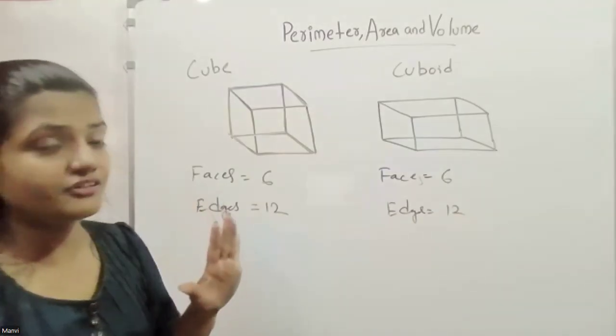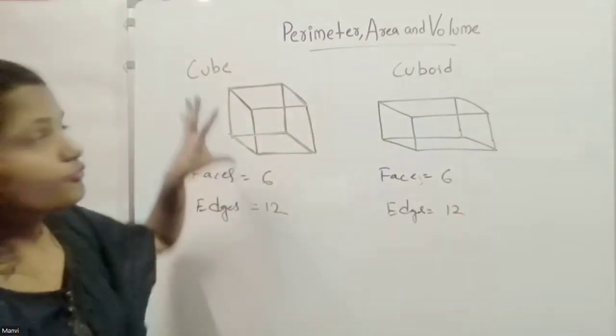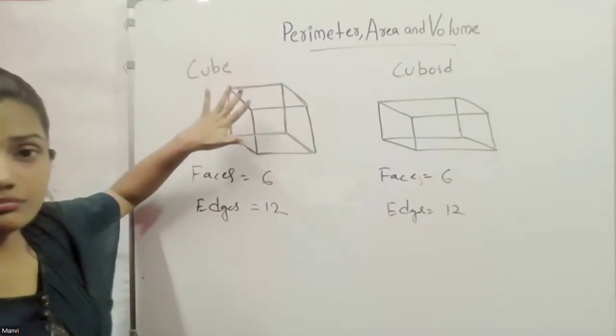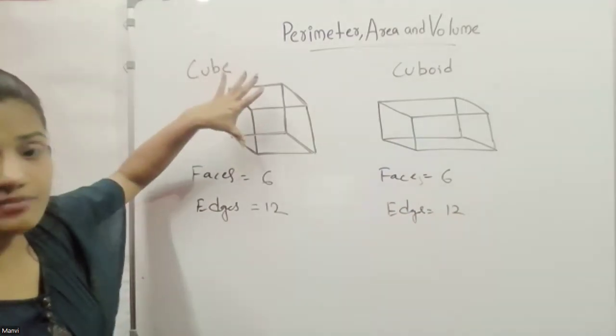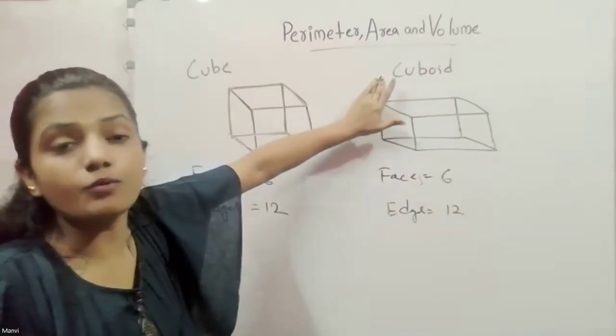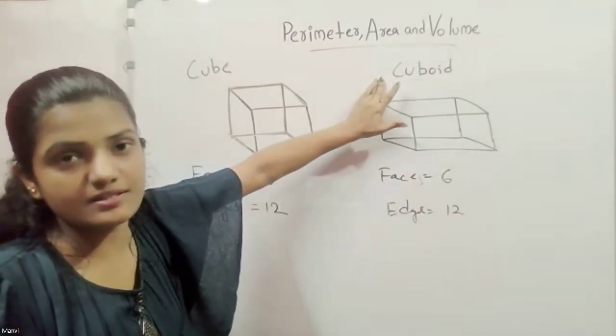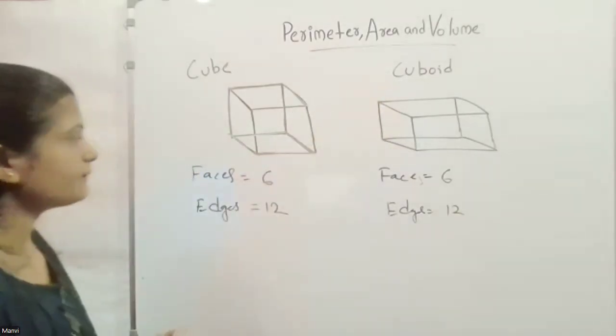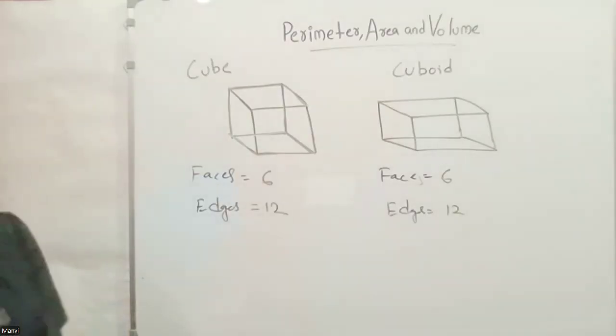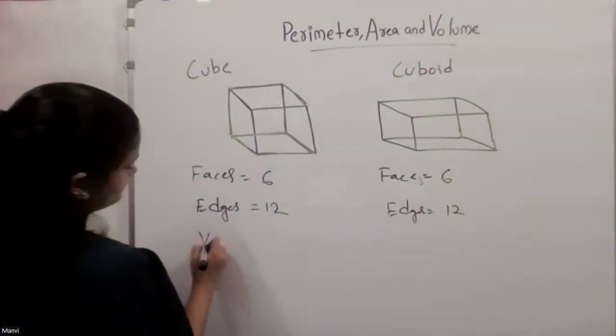The only difference between a cube and a cuboid is that in a cube, all sides and all faces are the same. In a cuboid, just the opposite faces are the same, only opposite pairs are the same. Okay? Now, the number of vertices.